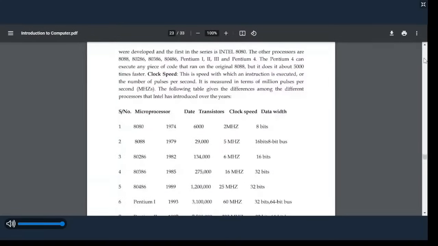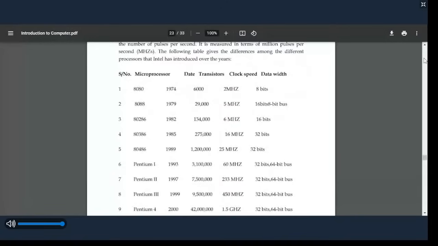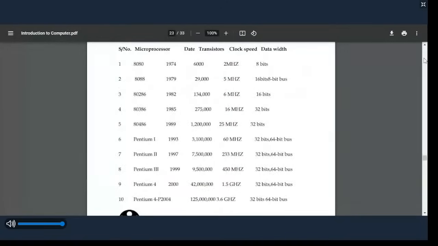I think you also buy phones and you check the clock speed, the processing speed. So you can see 8080 was 2 megahertz. This is 5 megahertz for 8088. Then 8286 was 6 megahertz. Then 8386 was 16 megahertz. 8486 was 25 megahertz. Pentium 1 was 60 megahertz. Pentium 2 was 233 megahertz. Pentium 3 was 450 megahertz. Pentium 4 was 1.5 gigahertz, and later Pentium 4 was 3.6 gigahertz.